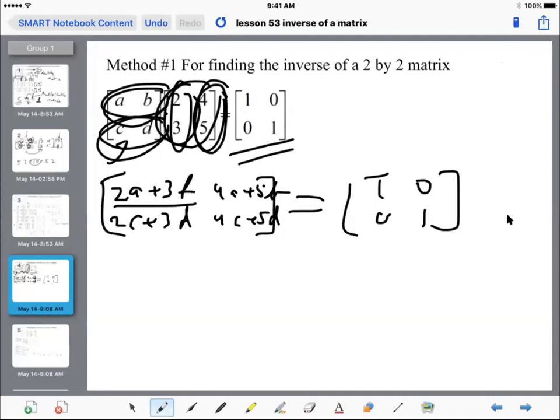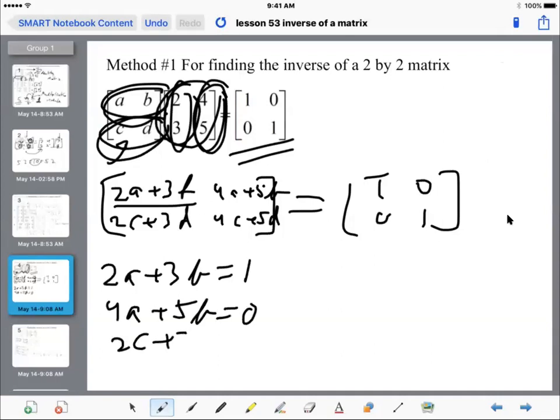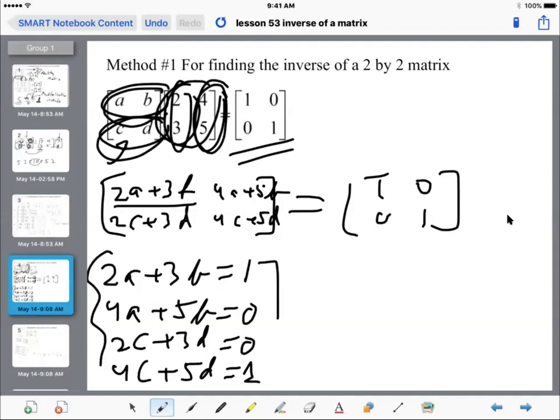That's right. System of equations: 2A plus 3B is equal to 1. 4A plus 5B is equal to 0. 2C plus 3D is equal to 0. And 4C plus 5D is equal to 1. So what I have here is a system of equations, 4 equations, 4 unknowns. But it's not too bad because 2 of the equations are like 2 equations, 2 unknowns, and so are the other 2.